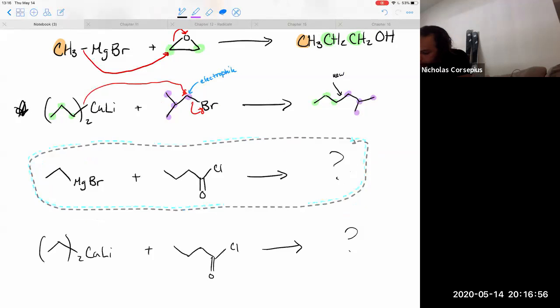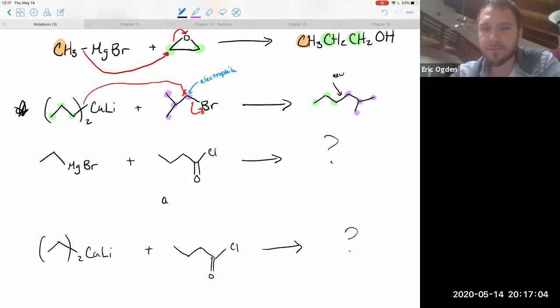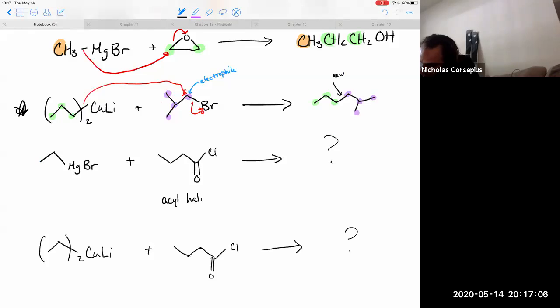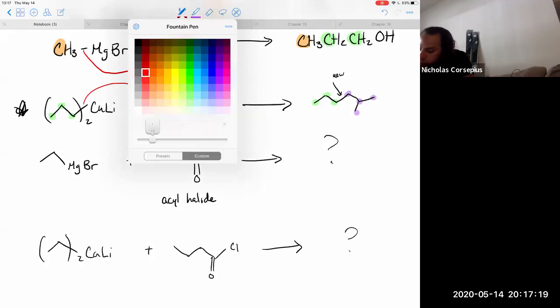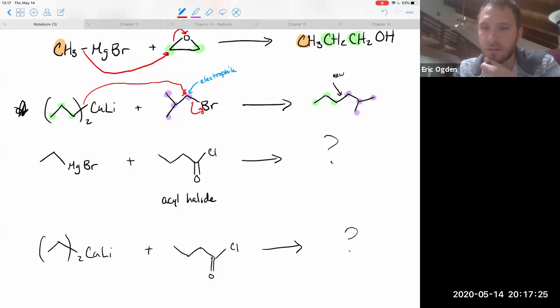All right, so now let's take this next one. We have a Grignard, and what do we call these types of things right here? Acyls. Acyl, yeah, so this is an acyl halide, or more specifically an acyl chloride. What's my product going to be? It's the tertiary alcohol. The tertiary alcohol, awesome.